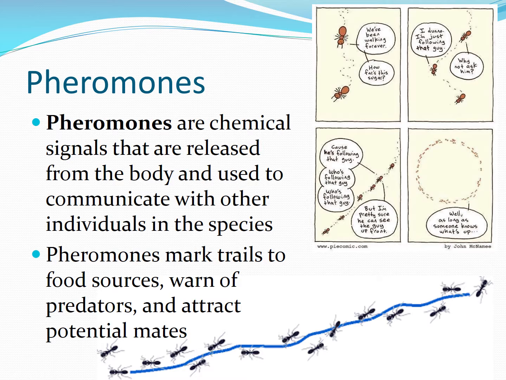We also see that if a fish is harmed, it can release a pheromone, which signals to the other fish that there's danger nearby, so it warns of predators. And the last thing it can do is help to attract potential mates.